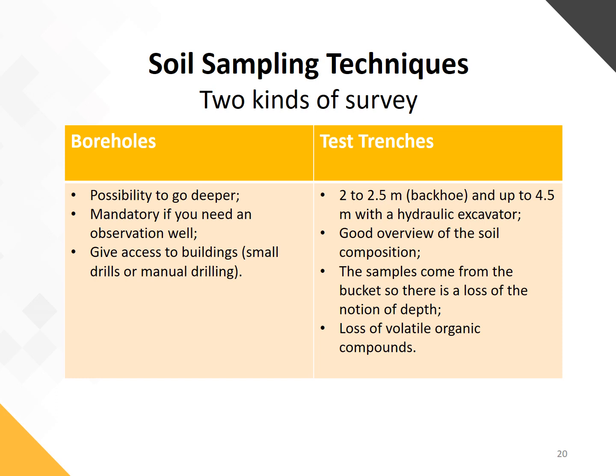And then for the test trenches, well, it goes usually not deeper than 4.5 meters, depending if you use a backhoe or a hydraulic excavator. But the trenches give you a very good overview of the soil composition, so it's a big advantage. But when you sample with the trenches, you usually sample from the bucket of the machinery, so you will lose a bit of the notion of depth. And then you can also lose a lot of volatile organic compounds. So depending on the contaminant, maybe the trenches won't be the best idea, but then sometimes it can be much cheaper, and it can give you a very good idea of what is in the soil.